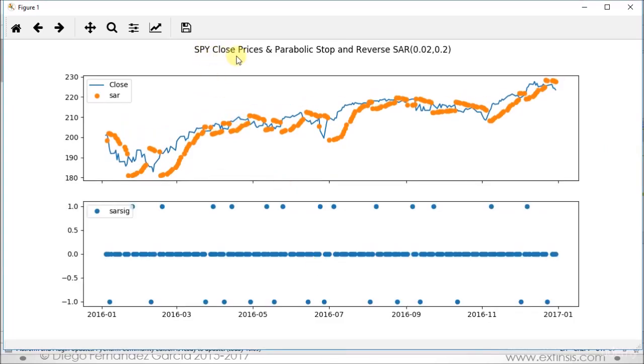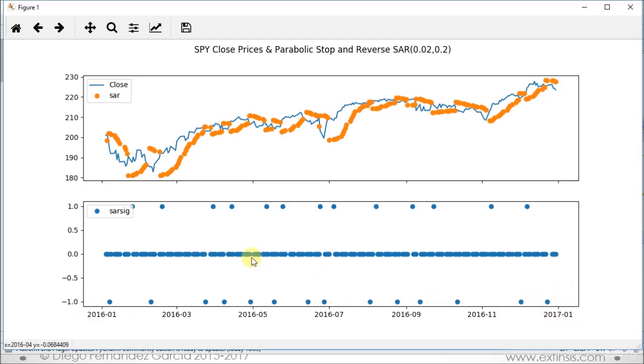Perfect. So we have SPY close prices and parabolic stop and reverse, SAR, with acceleration factor of 0.02, 0.2 which is the maximum value. At the top, we have our corresponding close prices in a solid blue line and the parabolic stop and reverse, which, as you might remember, is such as here. We have an uptrend, stop and reverse, downtrend, stop and reverse, uptrend, etc. That's how it works. Then we have the corresponding trading signals in that second subplot. 1 is buy, 0 do nothing, -1 is sell.